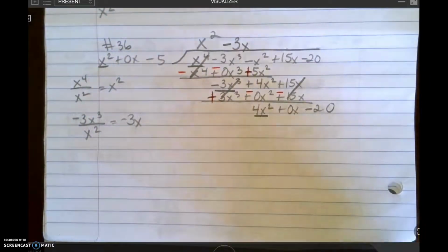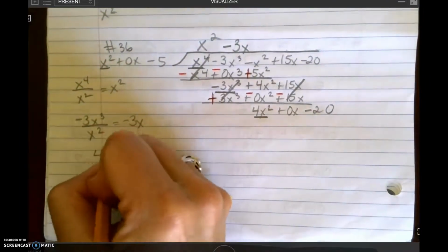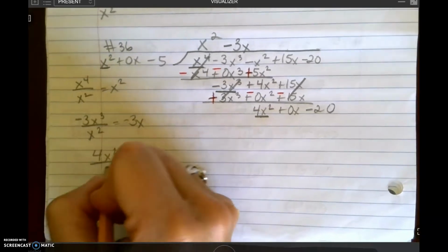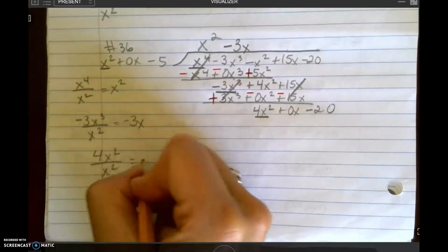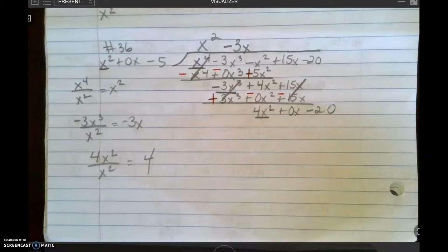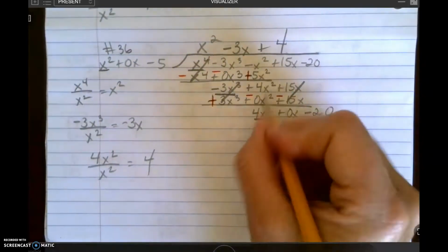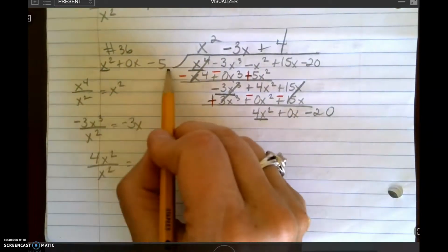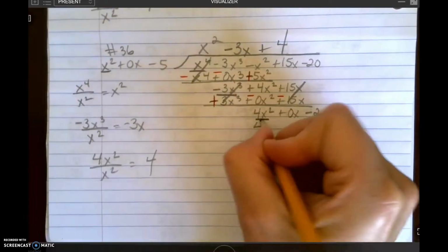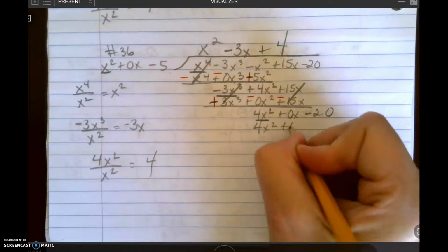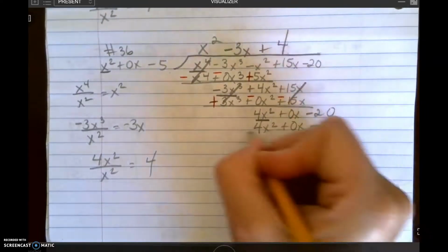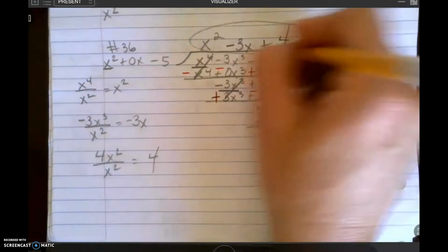Focus on the first. 4x squared divided by x squared is 4. And I get, when I take that 4 and multiply by each of these terms, 4x squared, 0x, negative 20. I've got the exact same thing, so I get a remainder of 0. And there's my answer.